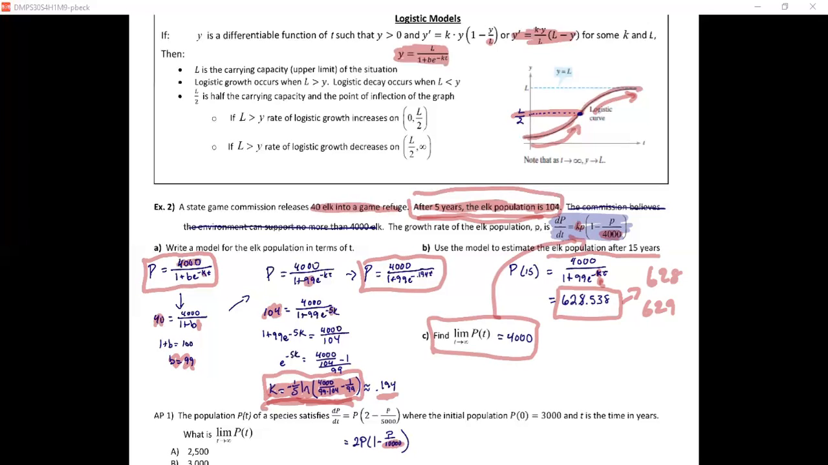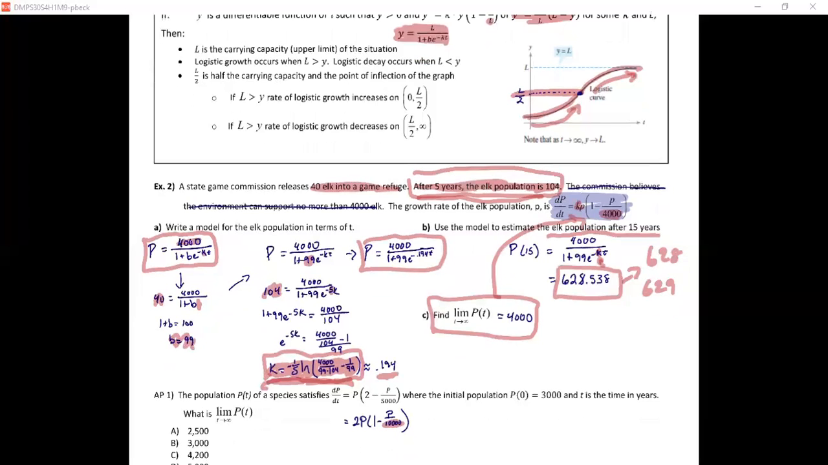Other questions that I could ask is, at what time have I reached half the carrying capacity? Which most of the time is really not as blatant as that. They would say, where is the rate of change of elk growing the fastest? AKA, that would be half your carrying capacity. So if they asked you graphically, where is this concave up versus concave down, you could find this algebraically by setting our population equal to 2,000 and solving for t.